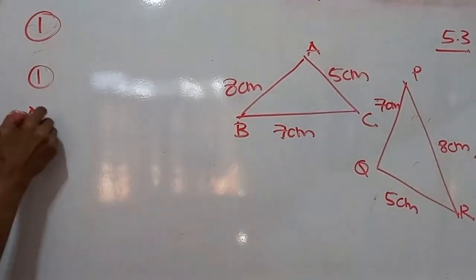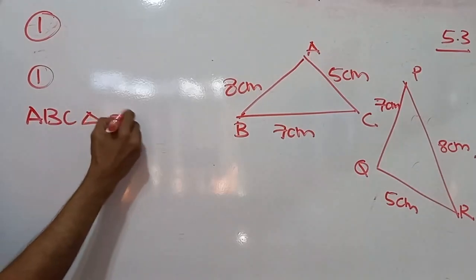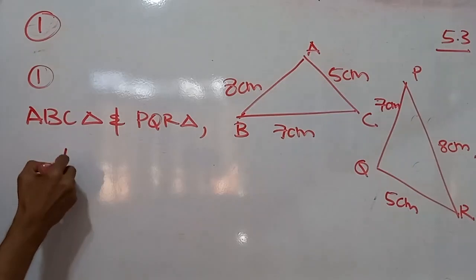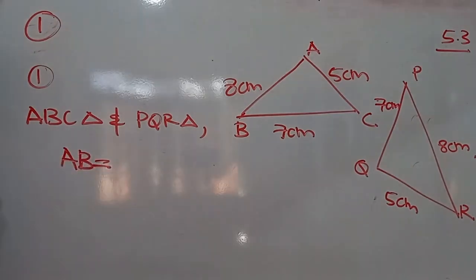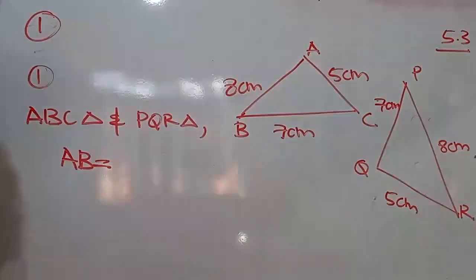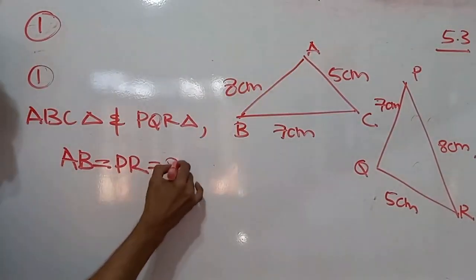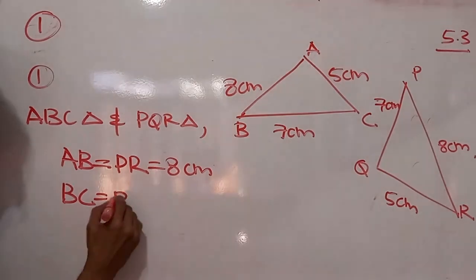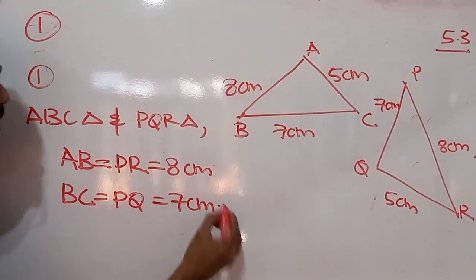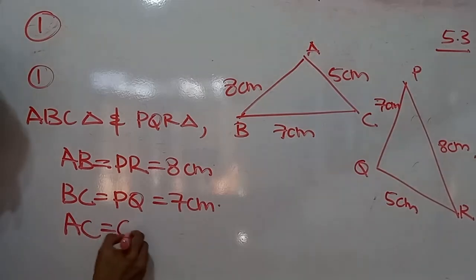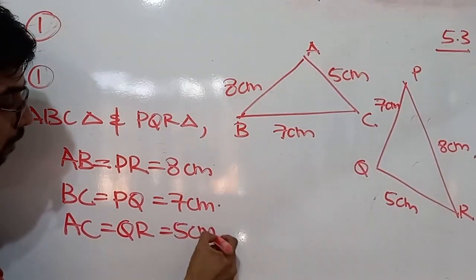Okay, so we will take ABC triangle and PQR triangle. So we will take AB, that is equal to what? AB is 8 centimeters. So PR that is also 8 centimeters, right? Then we will take BC. BC is equal to PQ, which is 7 centimeters. Then we have AC. AC that is equal to QR, which is 5 centimeters.